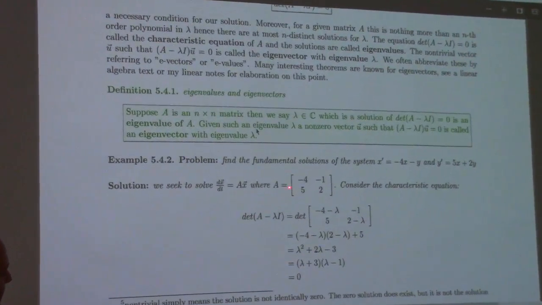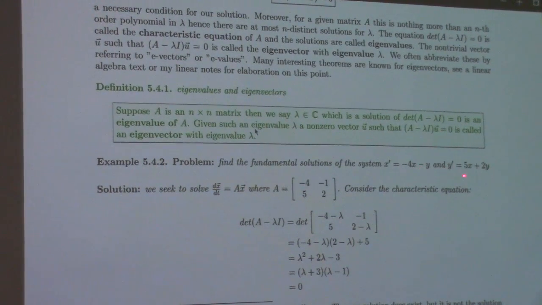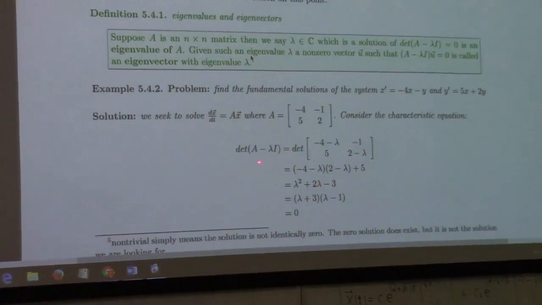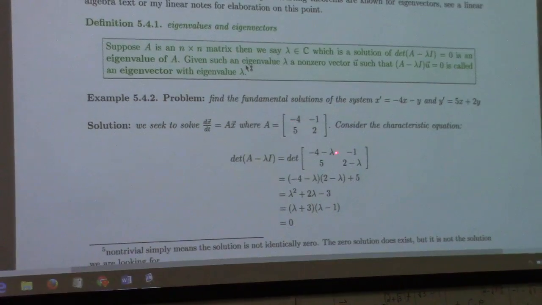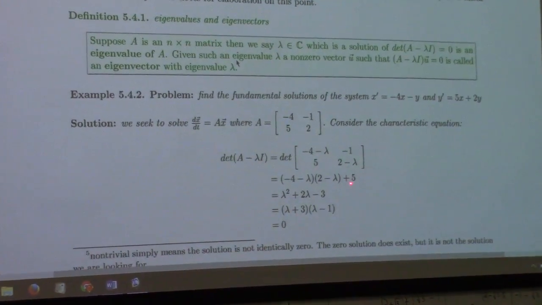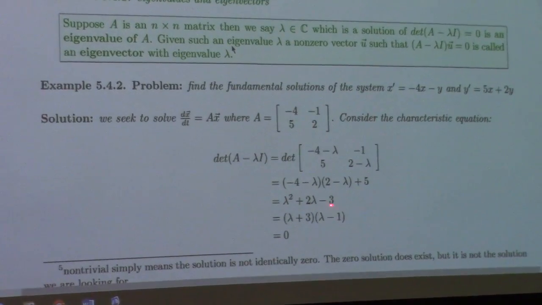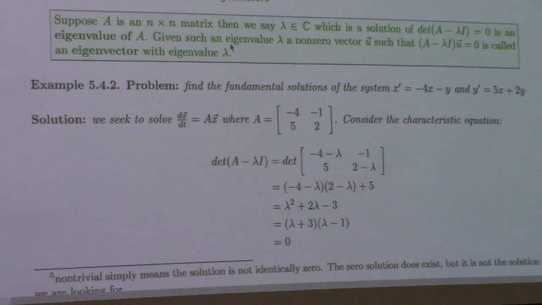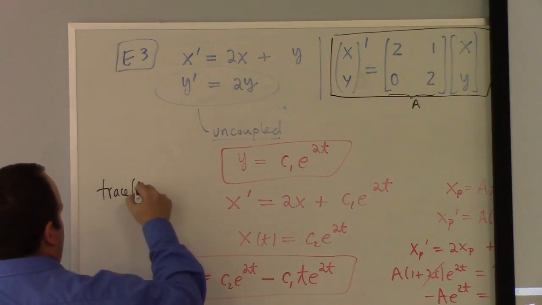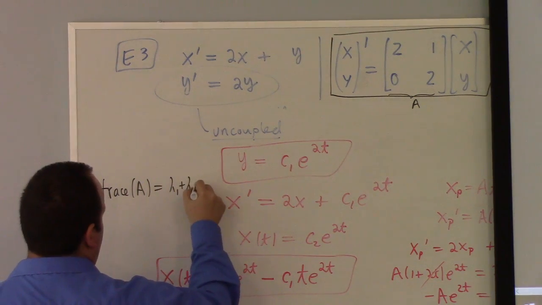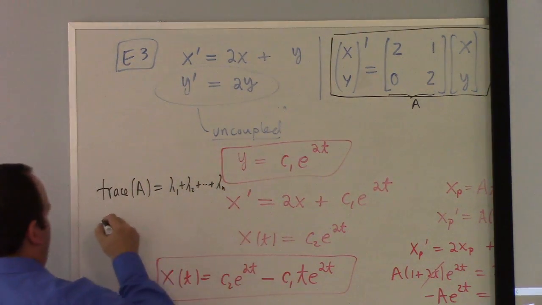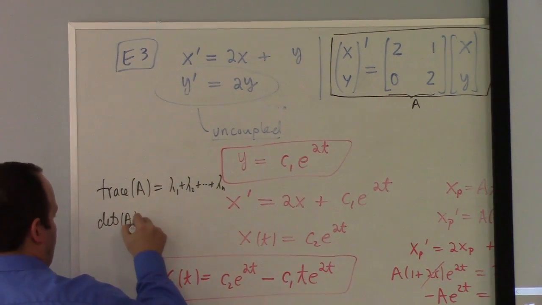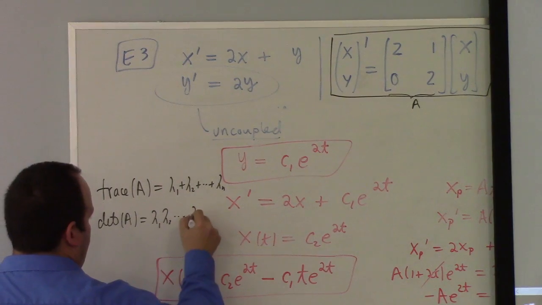All right. This matrix comes from this system, minus 4x minus 4y plus 5x plus 2y, right? And so the characteristic equation, minus 4 minus lambda, 2 minus lambda, do the determinant. That simplifies to lambda squared plus 2 lambda minus 3, which factors. Beautiful. Now, I was telling you about a secret. There's a beautiful secret you should know: the trace of a matrix is the sum of its eigenvalues, and the determinant of the matrix is the product of its eigenvalues.